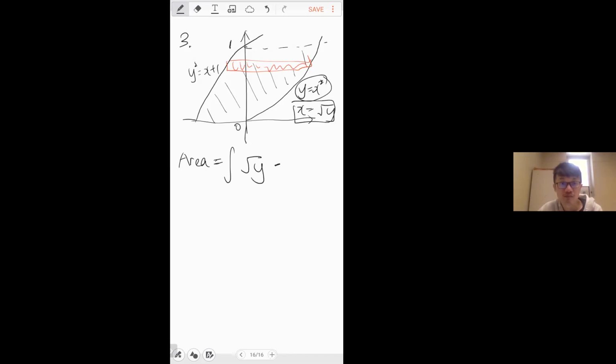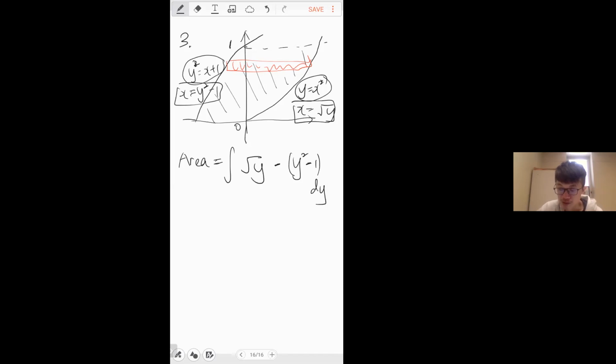The right function minus the left function. So the left function is y squared equals x plus 1. And I need to put x in terms of y. So x equals, if y squared equals x plus 1, then x equals y squared minus 1. So y squared minus 1. That's the function that I use for my left function. So this is root y minus y squared minus 1. Is it okay so far?